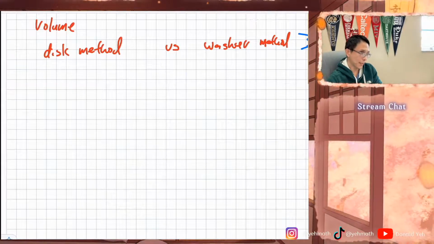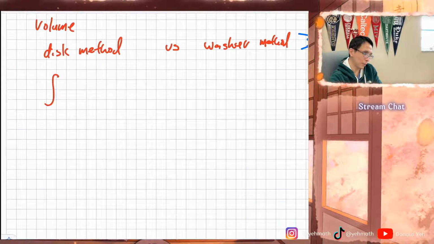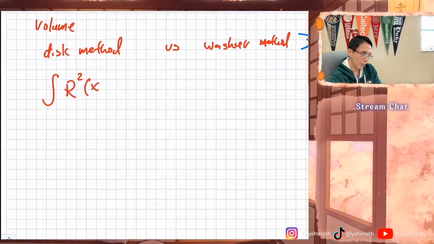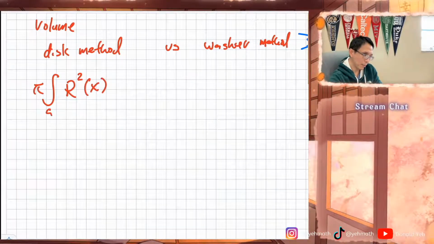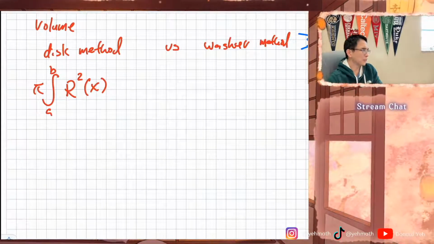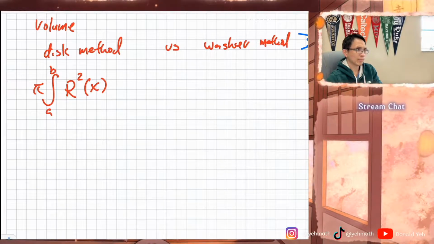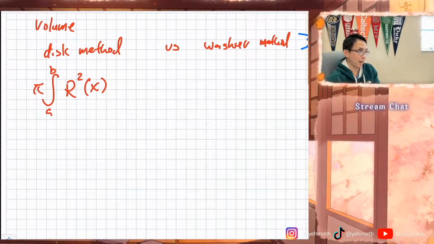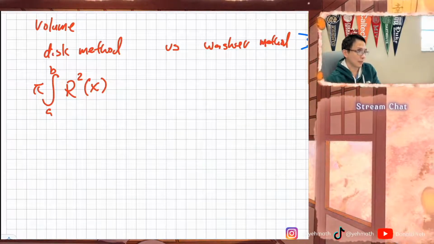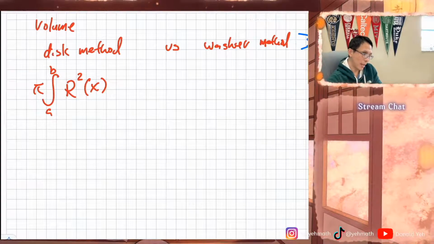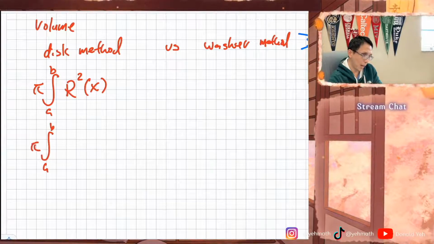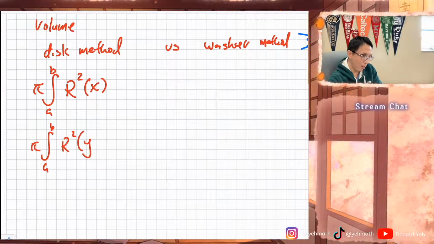Okay, so what is the disc method? I'm going to give you the formula. It's going to be the integral from a to b of pi times r squared of x dx. Does that look familiar? Yeah. It looks like the circle area, pi r squared. We integrate r squared, and pi we just leave outside, because it's a constant. And you can also do it from a y perspective: the integral from a to b of pi times r squared of y dy.